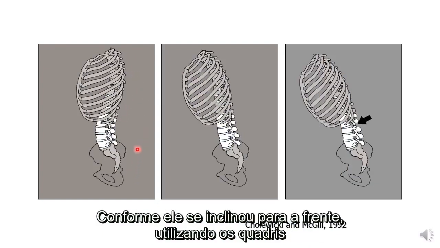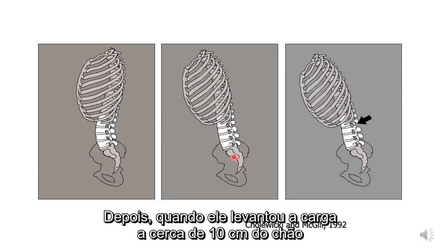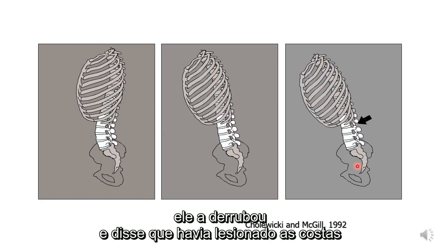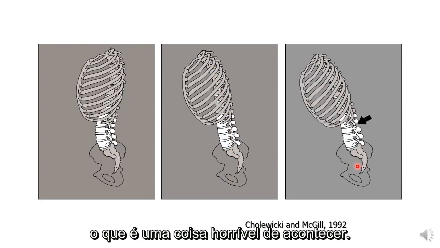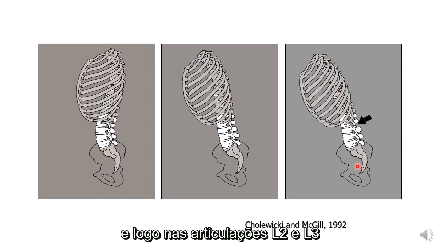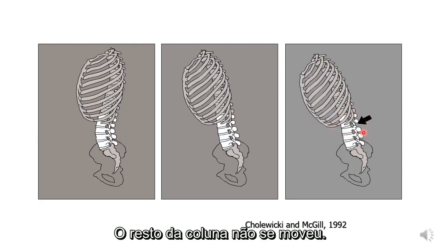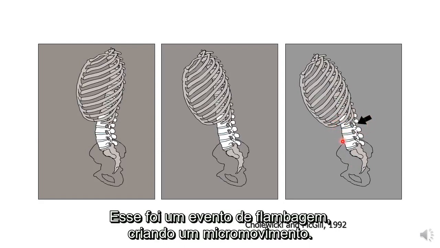As he bends forward through the hips, he flexed the spine slightly, which you see here, and then lifting the load about 10 centimeters off the ground, he dropped it and said, "Oh, I've hurt my back," which was an awful thing to happen. However, we went back and looked at the fluoroscopy records, and just at the L2 and L3 joint, just at that joint, that angle, it went to full flexion and past its calibrated angle of 1/2 a degree. The rest of the spine did not move. This was a buckling event creating a micro movement.